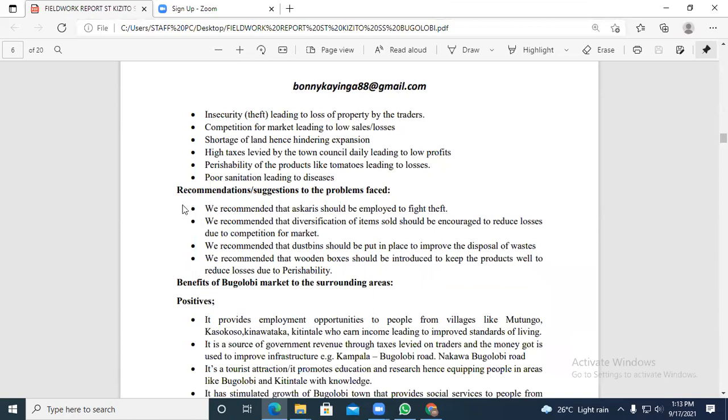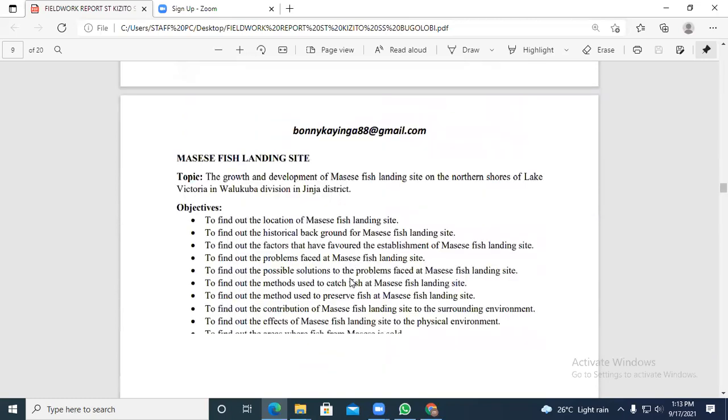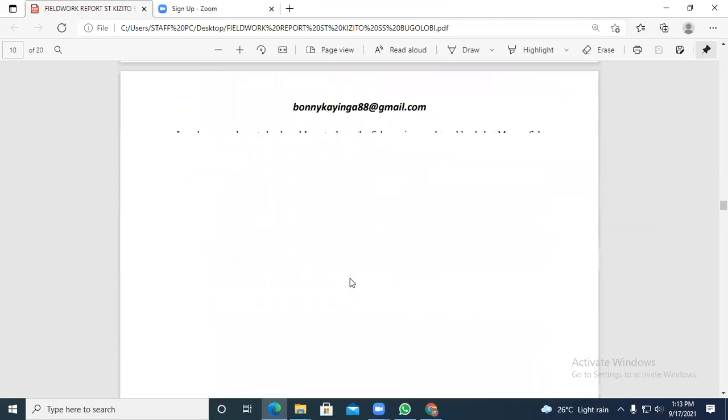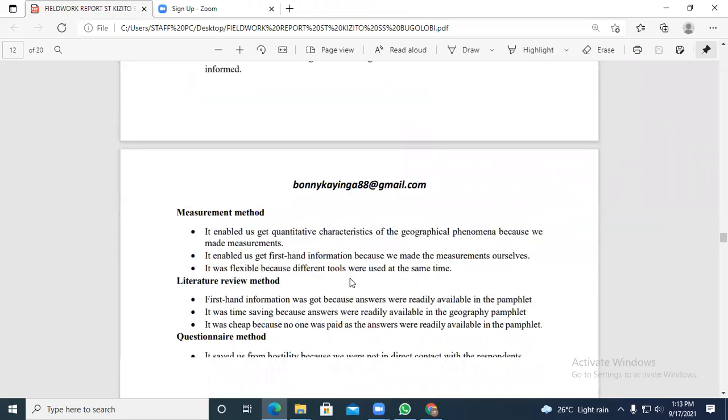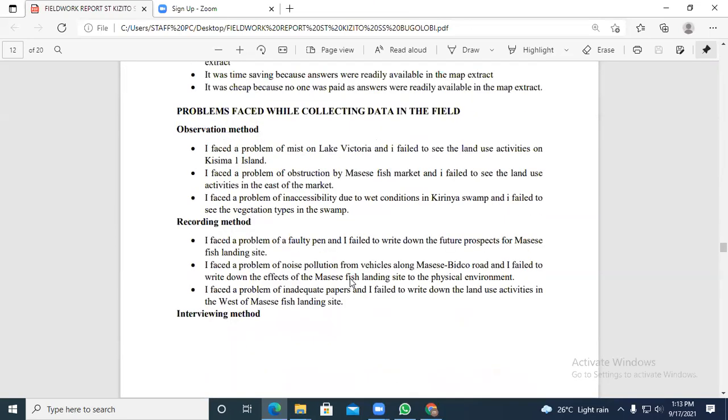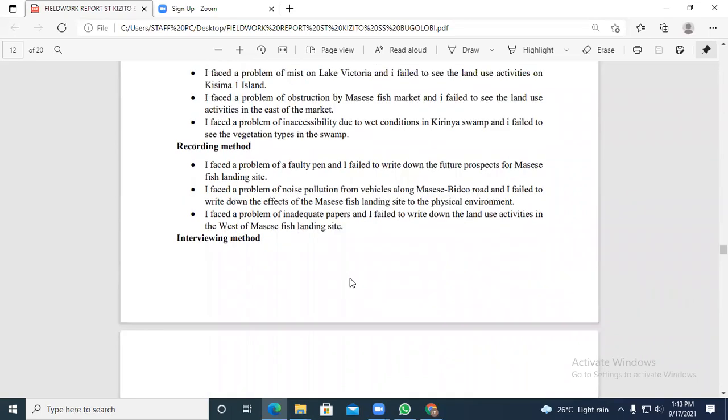Now, still when you are in the field during field work, there is what we call recommendations. Recommendations and conclusions. Recommendations are made to find a solution to the problems faced there. So recommendations are like solutions in the area of study.